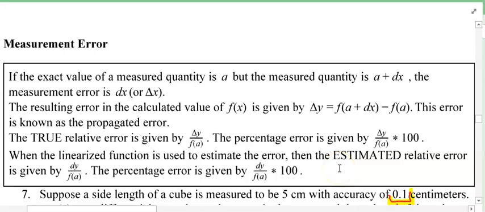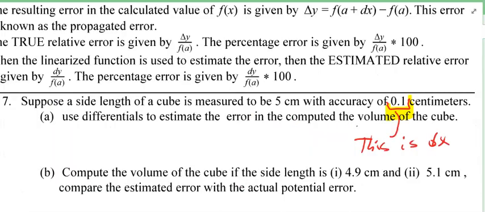Let's apply that to a couple of problems. So the first problem says, suppose a side length of a cube is measured to be 5 centimeters with an accuracy of 0.1 centimeters. Use differentials to estimate the error in the computed volume of the cube. Part B, compute the volume of the cube if the side length is 1, 4.9 centimeters, and 2, 5.1 centimeters. Compare the estimated error with the actual potential error. So here we are comparing the estimated with the actual, right?